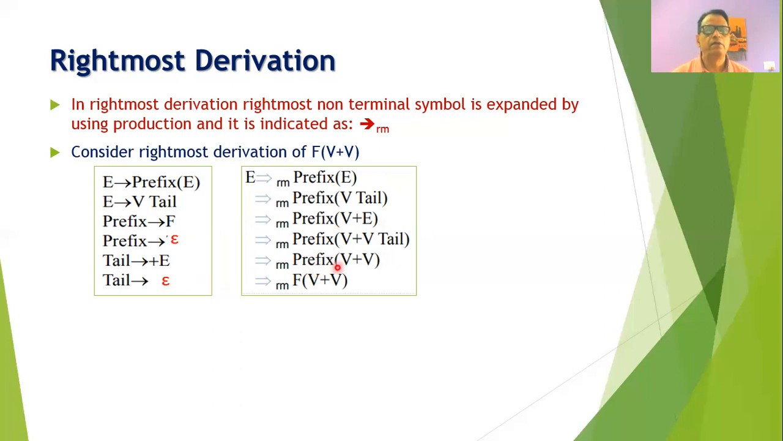And then finally, we expand this prefix by using the production prefix is defined as f, and therefore we get the input string f(v+v). So one can easily observe that by using the rightmost derivation, it is possible to reach the input string f(v+v), and therefore we can say that this string belongs to this grammar.